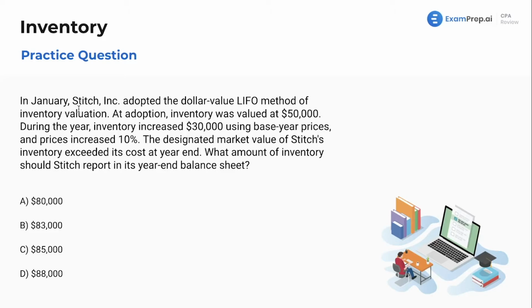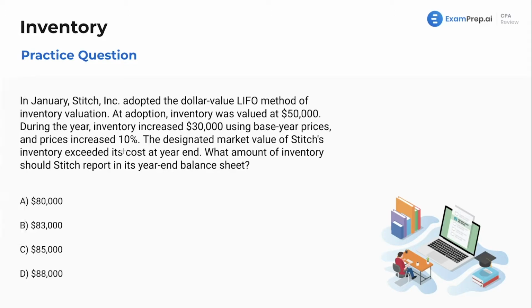So, of inventory valuation. At adoption, inventory was valued at $50,000. During the year, inventory increased $30,000 using base year prices, and prices increased 10%. The designated market value of Stitch's inventory exceeded its cost at year end. All right. So let's do some math here.